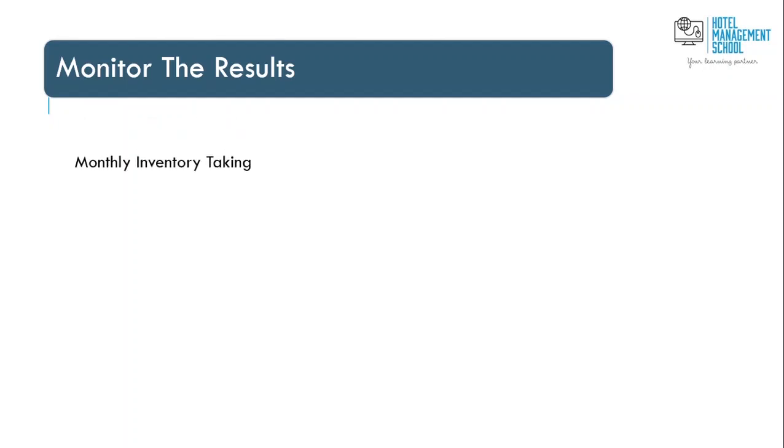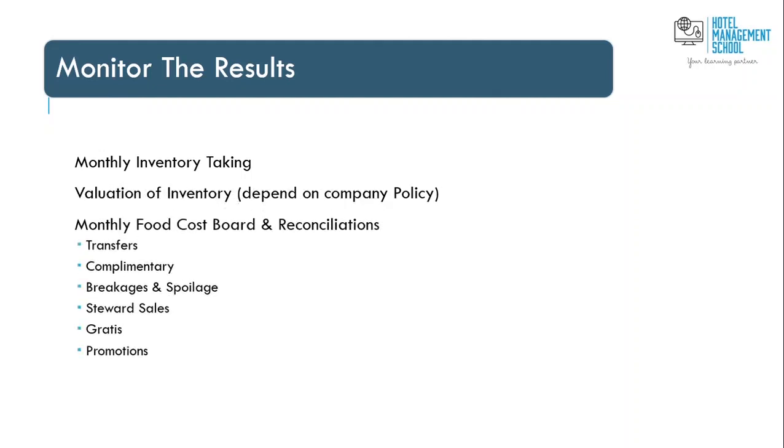Right? So monitoring the results means we do monthly inventory taking. Every month we do monthly inventory, right? And the valuation of inventory depends on the company policy. You can use first in, first out, last in, first out, or weighted average, whatever is the company policy. And then the monthly cost report. So we make monthly cost reports where we encounter the transfer, the complementary food, breakage, spoilage, steward sales, gratis or promotion items to calculate the actual food cost.